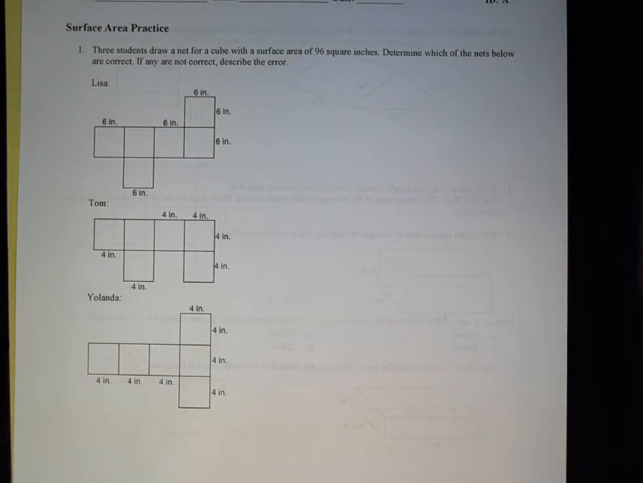No. This is the surface area practice. It's up there, it says review. So, yes, ma'am.